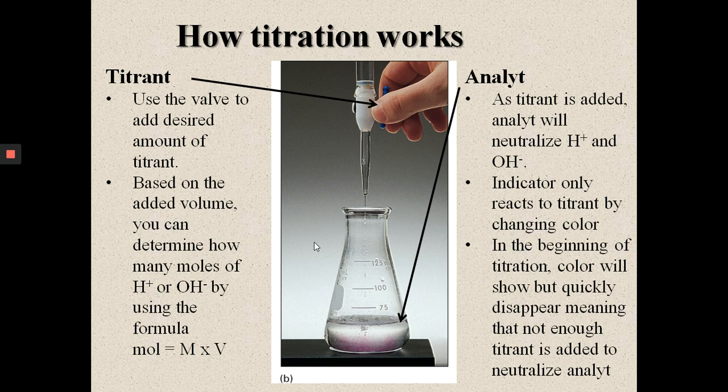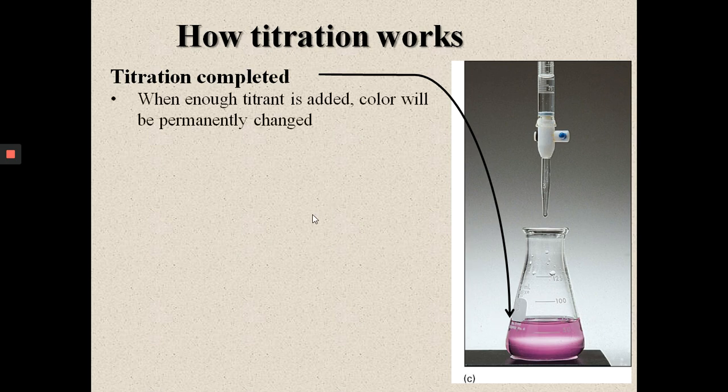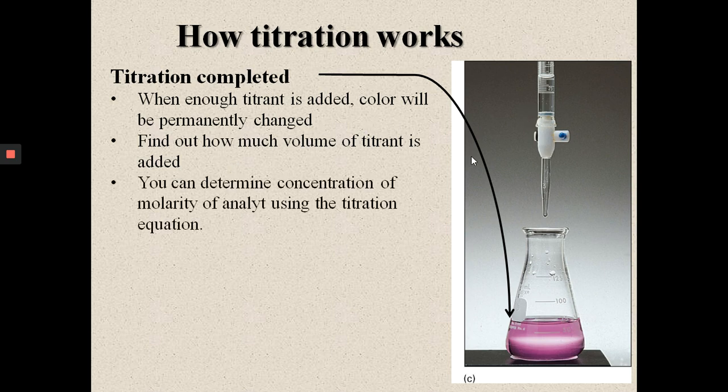In the beginning of titration, color will show but quickly disappear, meaning that not enough titrant is added to neutralize the analyte. This is when you know the titration is completed: when enough titrant is added, the color will be permanently changed and it doesn't go back. Find out how much volume of titrant is added to permanently change the color. And now you can determine the molarity, the concentration of the analyte, using the titration equation.